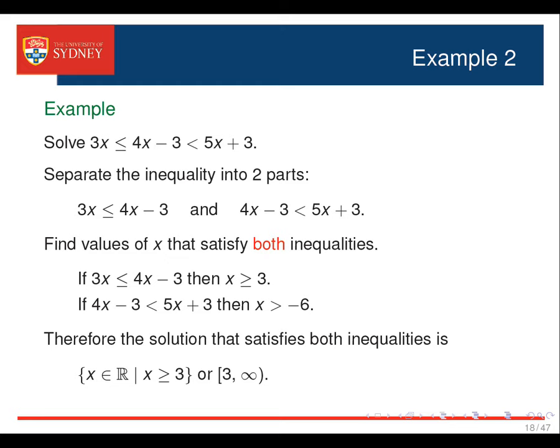The intersection between these two intervals, that is, x that satisfies both of these inequalities, is therefore any number that is greater than or equal to 3. We can write this in set notation or interval notation as shown here. You can see we use a square bracket in the interval notation since 3 is part of the solution.